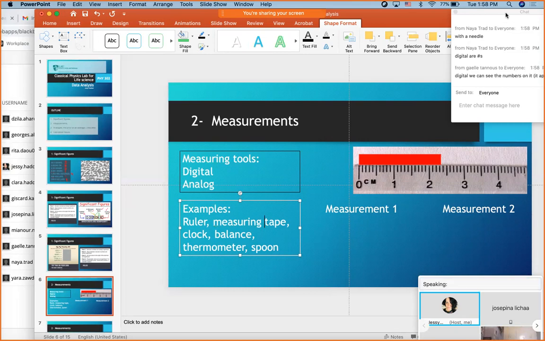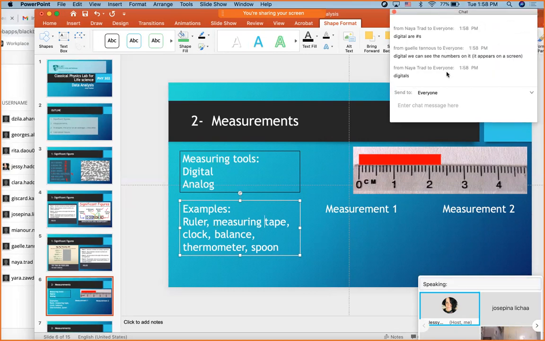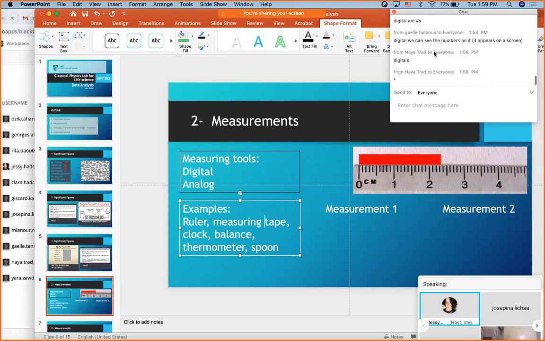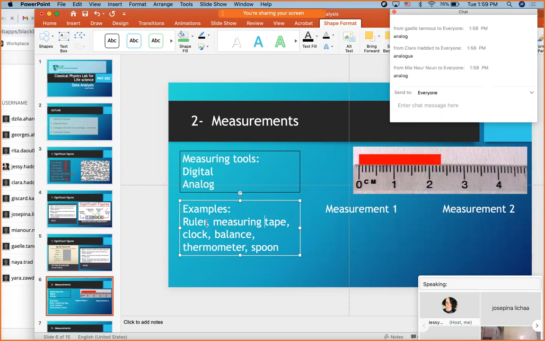All right. I'm reading in the chat that analog has a needle, digital has a number, it has a screen. The watch could be digital. Yes. All right. So the ruler, is it digital or analog? It's analog because it doesn't have a screen. So we don't need to have a needle actually. Measuring tape is also analog. Clock can be both. I mean a stopwatch. A balance can be both.